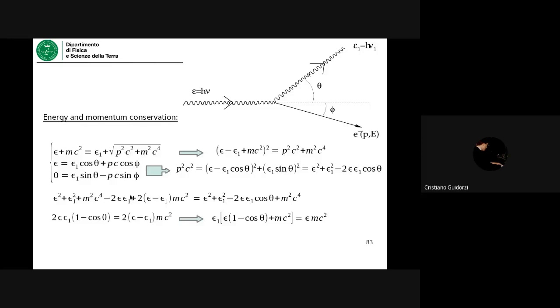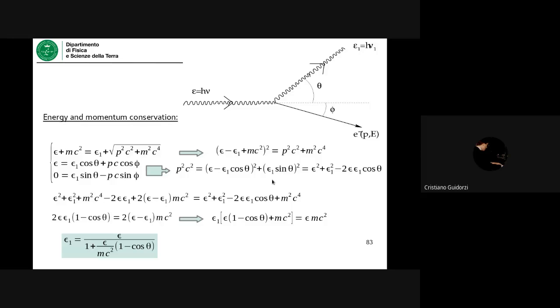So again, the goal, as I said, is to collect epsilon 1. So you bring this epsilon 1 on this side here. By collecting epsilon 1, you see the first term, well, 2 has just gone. So epsilon 1 times 1 minus cos theta, in this case, plus mc squared, sorry. Equal to what is just left on the right-hand side of the equation, so epsilon mc squared. So you finally get the goal. So we have finally the formula which describes the Compton scattering.